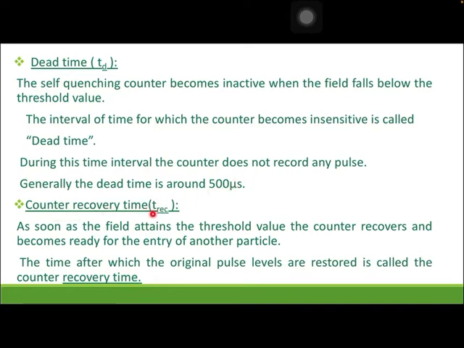And then the counter recovery time. As soon as the field attains the threshold value, the counter recovers and becomes ready for the entry of another particle. The time after which the original pulse levels are restored is called the counter recovery time. So these definitions you have to remember. What is the quenching process and why is it necessary? What is the dead time? How is it decided? And what is the counter recovery time? These three definitions are very much important.